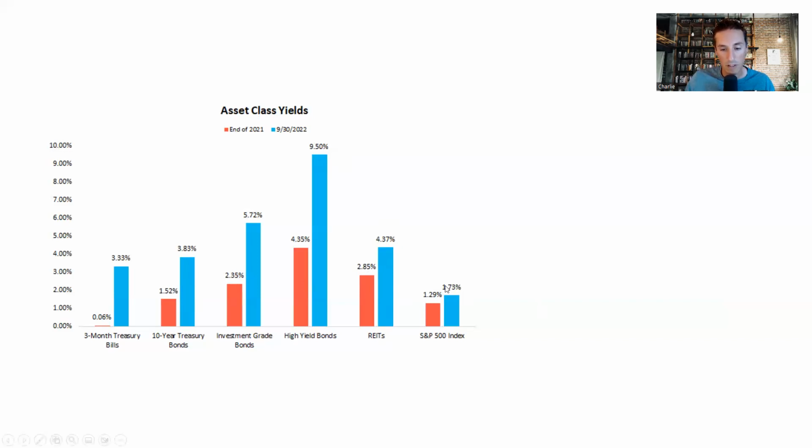And finally, if we look at the stock market, dividend yield was close to all-time lows entering the year, 1.29%. Now we're up to 1.73%. If stocks continue to go down, that will go up even further. So as valuations on stocks go down, the prospective returns go up. So every single asset class is better positioned today than at the start of the year, and that is the upside of the downside. So we'll end there.